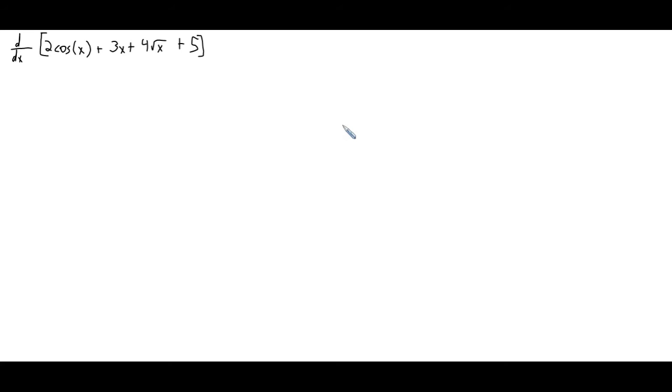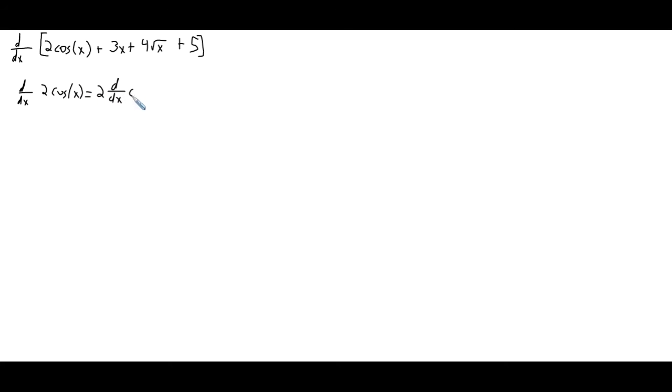Let's do one more example. The derivative of 2 times cosine x plus 3x plus 4 times the square root of x plus 5. Now I encourage you to pause the video, see if you can solve this one on your own, and then restart the video and see how I did it. As always, we know that we can break this into individual pieces, so let's look at it one piece at a time.